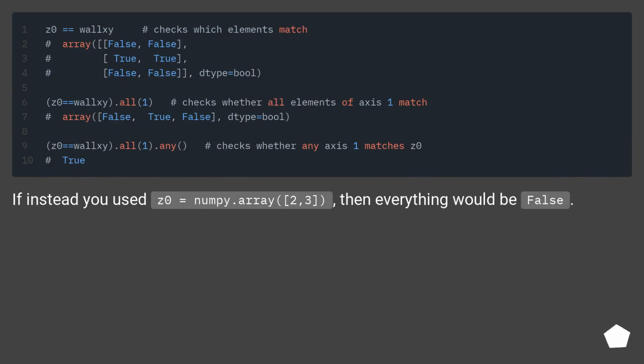If instead you use C0 equals numpy.array, 2, 3, then everything would be false.